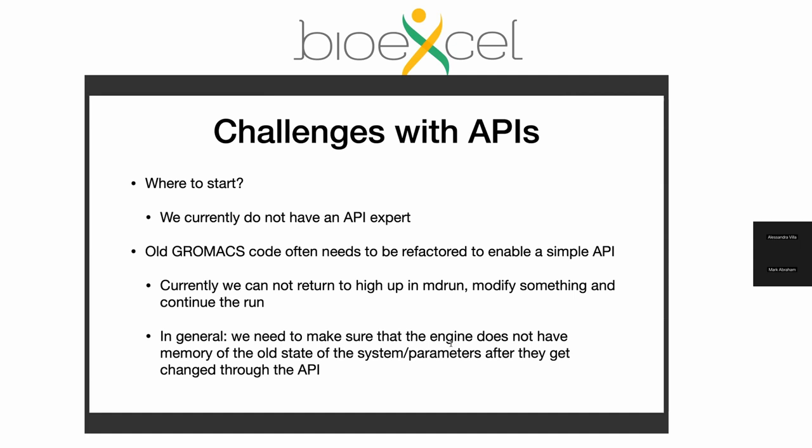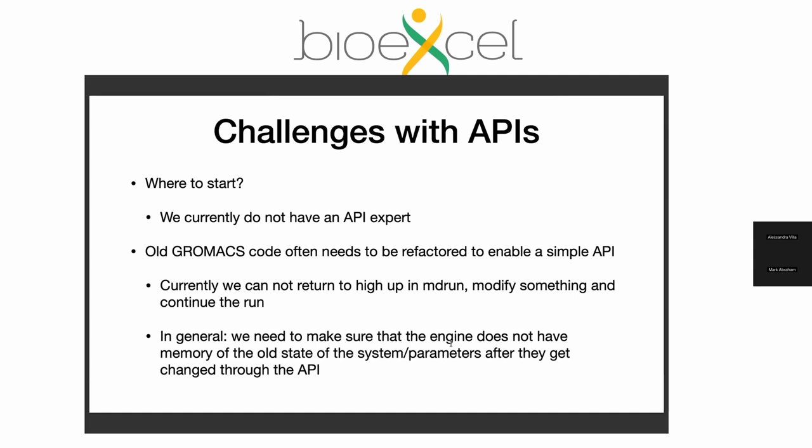Then the other challenge is that old code often needs to be refactored to enable a simple API. I mean, you might need to be able to take a state of the system, coordinates, velocities, all the parameters, then run a few of these steps, come back, allow the user to modify something and run again. But then it means you need to go up and down the call stack without memory leaks, without breaking stuff. So this has been improving a lot over the last decade. And I think by now it's nearly possible, though we haven't tried yet. So many things will still pop up, but I think we're getting close to the point where this is possible.